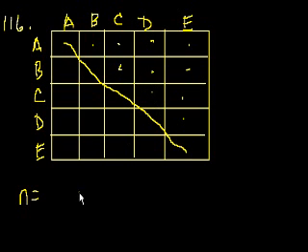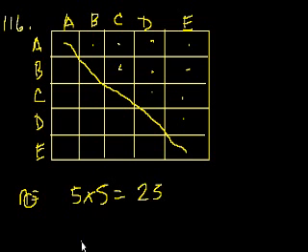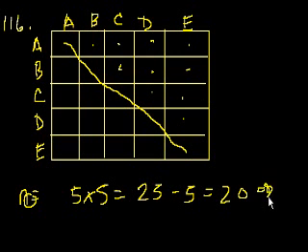So for example, if you have five cities, you're going to have 5 times 5 is equal to 25 squares. How many squares are going to be in the diagonal? We're going to have exactly 5 squares in the diagonal, right? 1, 2, 3, 4, 5. So you're going to subtract 5. So you're going to have 20 boxes left that aren't in the diagonal. And then you're going to have to fill out half of those, right? So you're going to fill out exactly 10 boxes. So 1, 2, 3, 4, 5, 6, 7, 8, 9, 10.